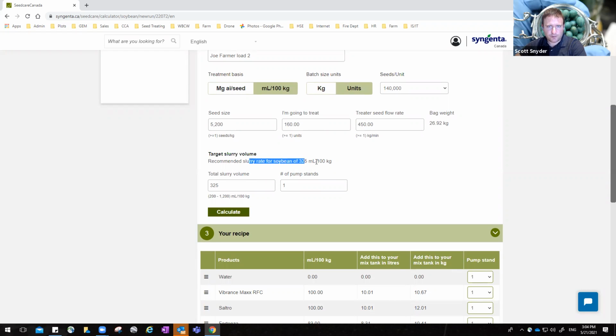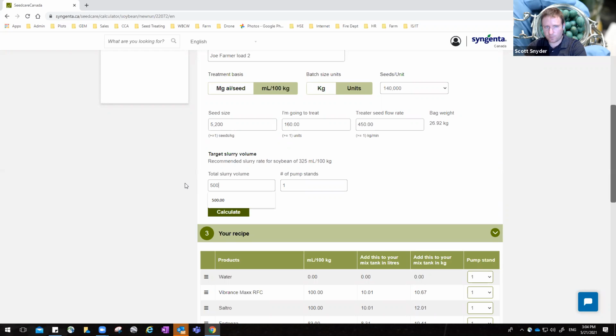So we have here the recommended slurry rate for soybeans is 325 mils per 100 kg. Quite commonly we see the best results for coverage at this point, and just appearance. But for different reasons, you might have a couple extra products in there and you might have to be running a bit higher than this. Each recipe will be different. We threw a couple extra products in here, Apron and Saltro, so we will be a little bit on the higher side. But for the purpose of this example, and not many people are up this high because you've got to worry about washing off.